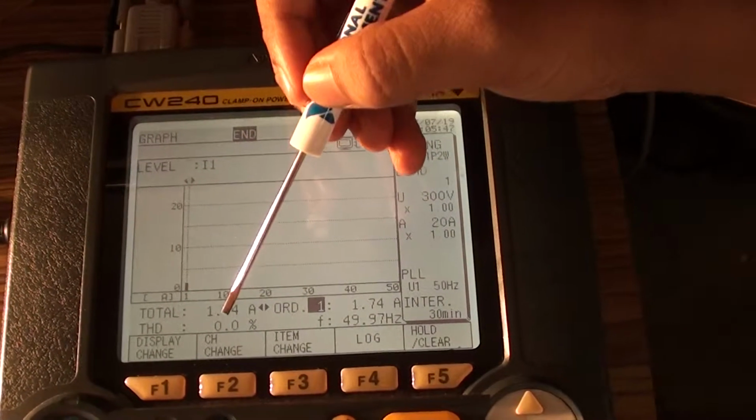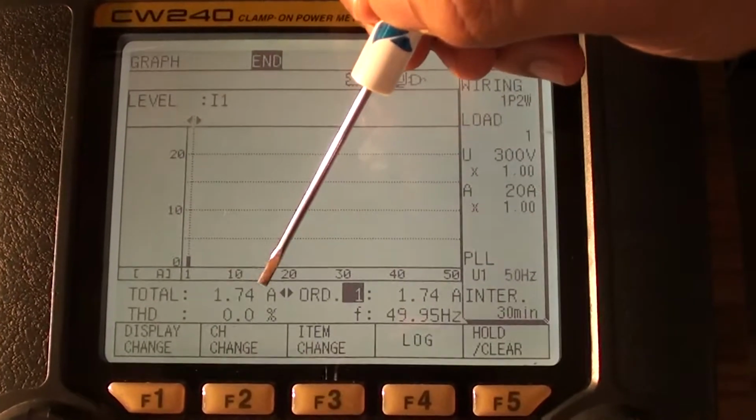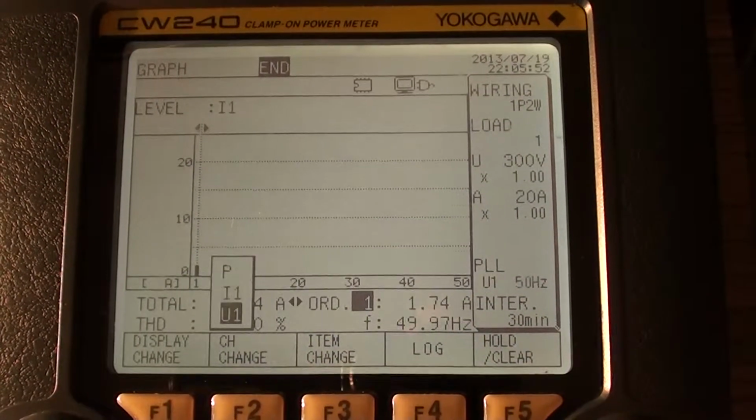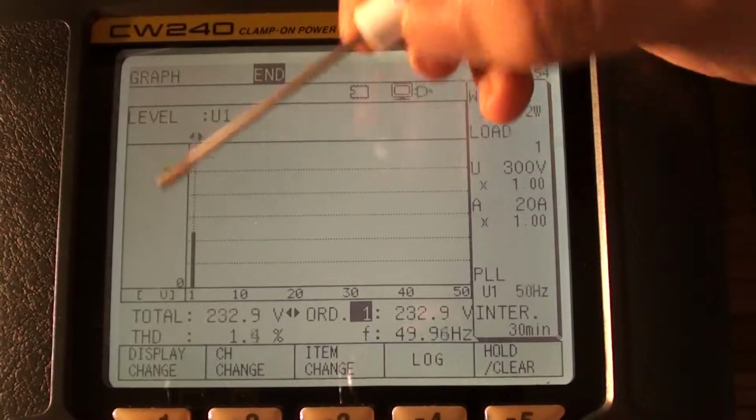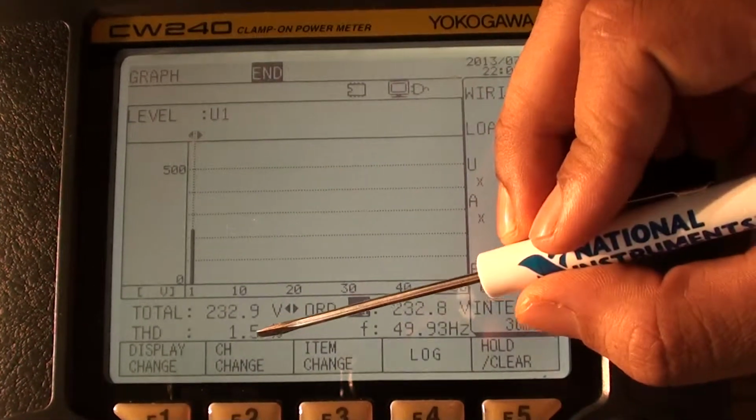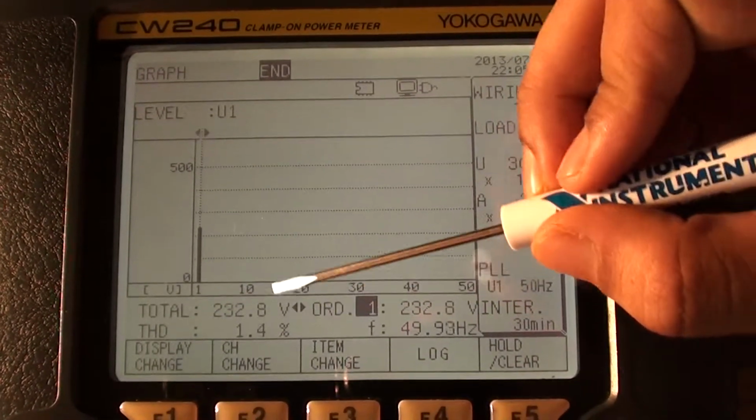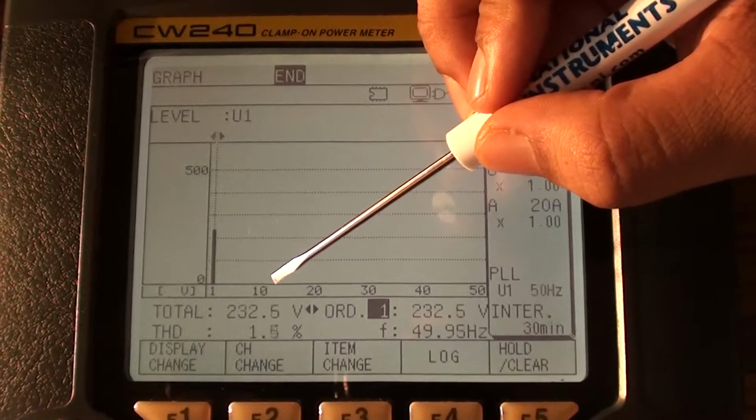There are no harmonics present in current. The current value is 1.74 ampere. Similarly, the THD value of voltage is also very less, which is 1.5%, and the voltage value is 232.6 volts.